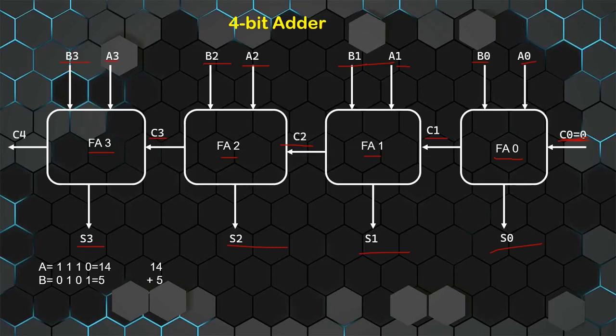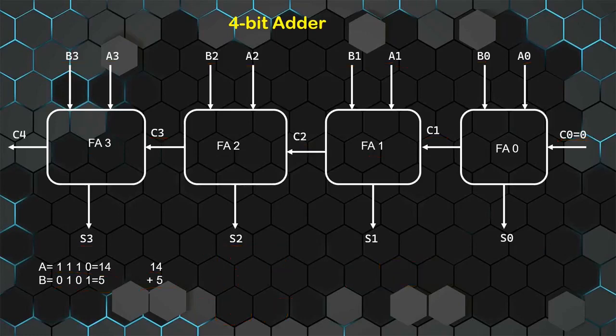For example, let us perform the addition of 14 and 5. Binary representation of 14 is 1110. Binary representation of 5 is 0101. So 1110 plus 0101. What will be the addition? It will be 1 0 carry 1, 1 0 carry 1. So what is 14 plus 5? It is 19. So the binary representation of 19 is 10011. So this is how to solve manually. Let me perform it using this circuit.